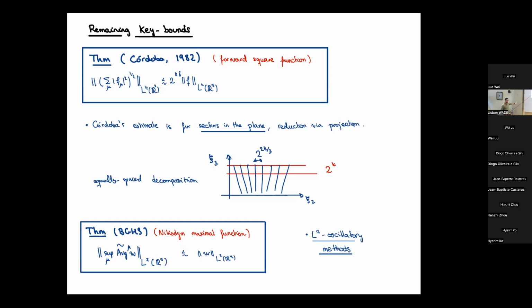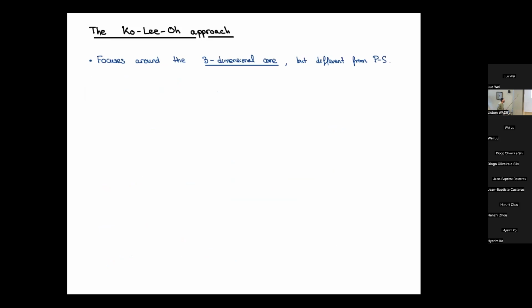That's how one treats the most singular part of this cone in a very sharp way. The method starts to become less optimal as we move away, but still okay for our purposes. Let me comment that there was, as I said, another proof of that maximal estimate by Ko, Lee, and Oh. They came out independently, and the methods were different. In very brief summary, they don't focus on the two-dimensional cone as much. They focus more on the three-dimensional cone, the bigger one.